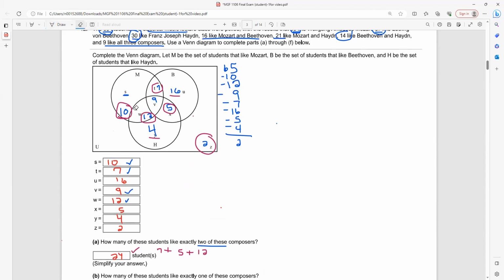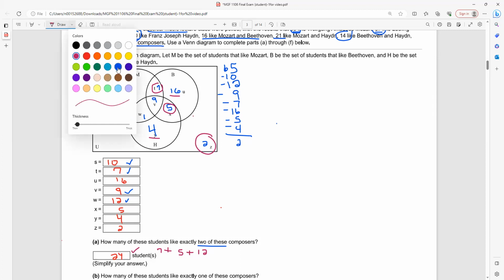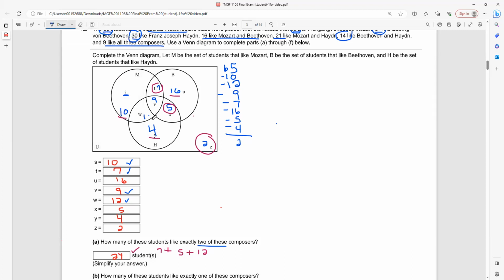Okay, let's erase some of these colors here. Put our 12 back.